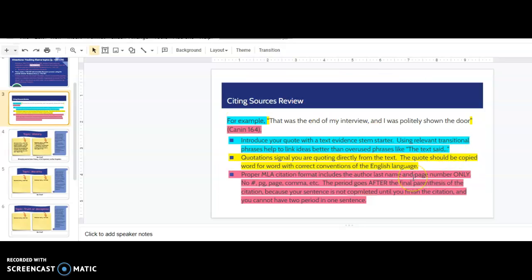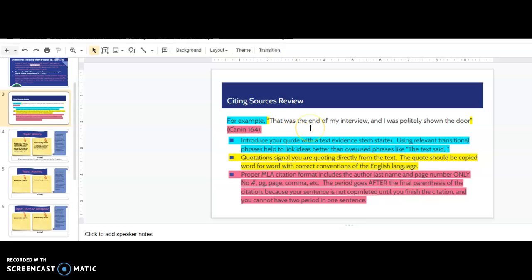Before we move on, I just want to talk about citing sources. So a few things. First of all, when you're citing sources, it's always good to start with a stem starter. At least that's what I call a text evidence stem starter. So you're introducing your quote. If you have a quote in a sentence by itself, so if I just started my quote that was in my interview and I was politely shown the door and didn't have a stem starter, that's not wrong, but it's not great writing. So one way that you can introduce your quote is using a relevant transitional phrase or word to help link your ideas.